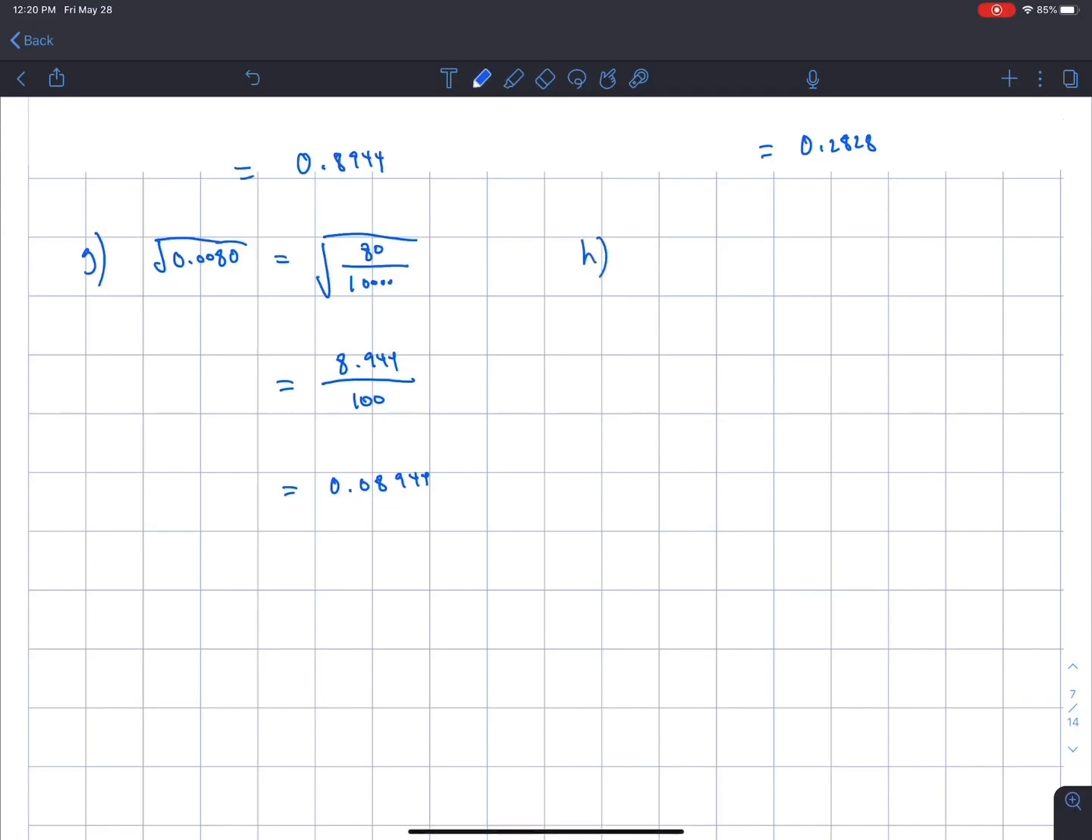H, the square root of 0.0008 equals the square root of 8 over 1 with 4 zeros. The square root of 8 is 2.828. And the square root of 1 with 4 zeros is 1 with 2 zeros. Now, once again, we just move the decimal point 2 to the left.